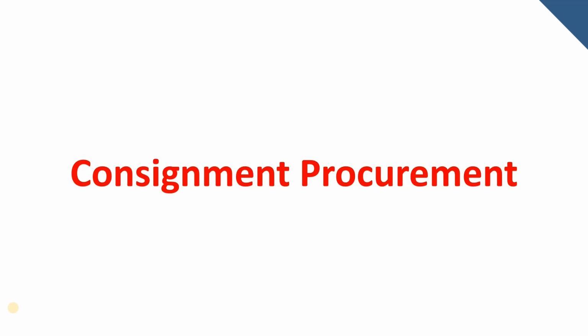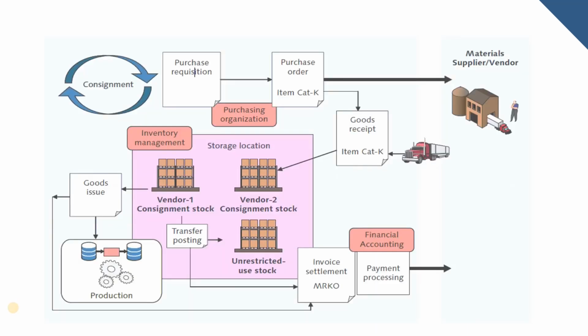So let us see the picture so that we can understand what is consignment procurement. Here you can see this picture represents the flow of consignment procurement. As usual, the purchase requisition is raised from the department and it's an internal document. The purchase organization is going to handle this document. So the purchase organization is to raise the PO.